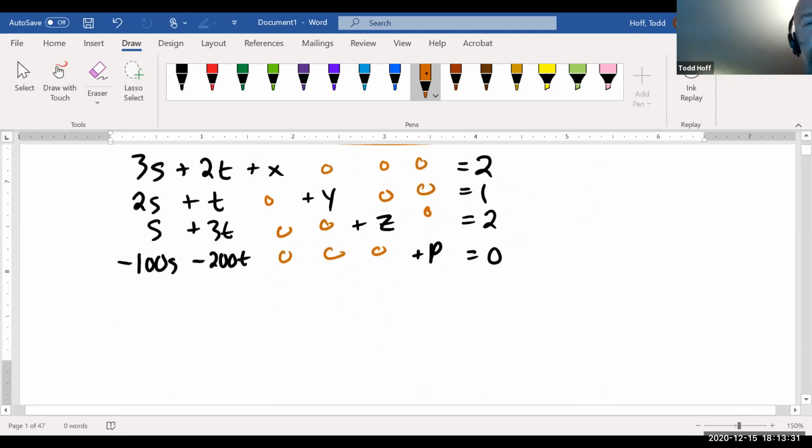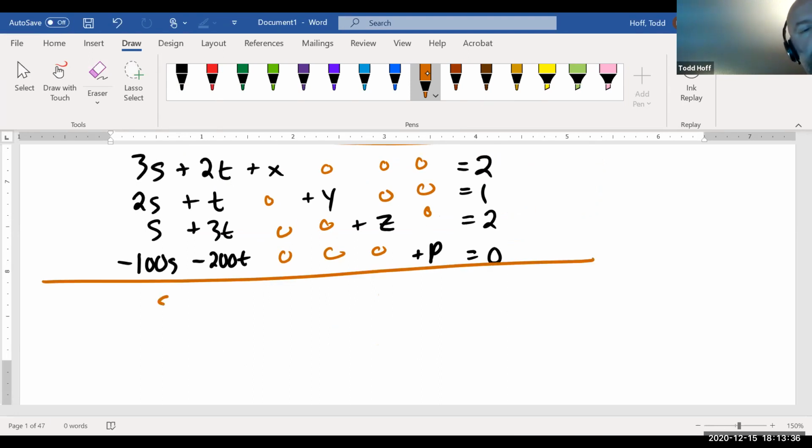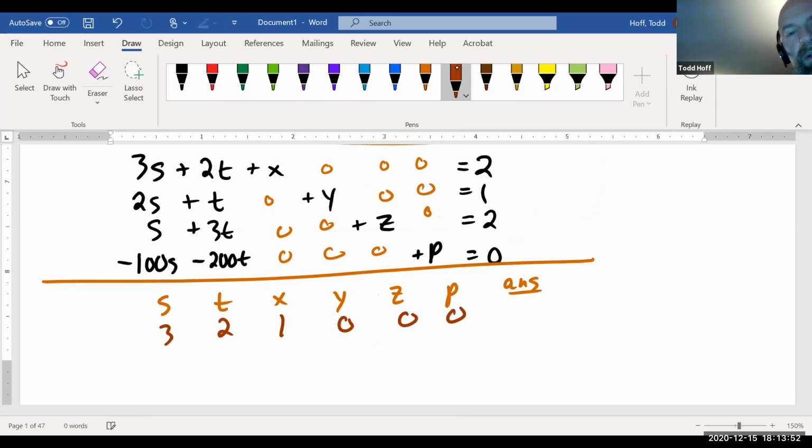So my first tableau, I'm going to use the variables or the column titles S, T, X, Y, Z, and P. And then of course, this will be my answers here. My first row is going to be 3, 2, 1, 0, 0, 0, 2. Now the slack variable used there is X, so I'm going to label this row X.